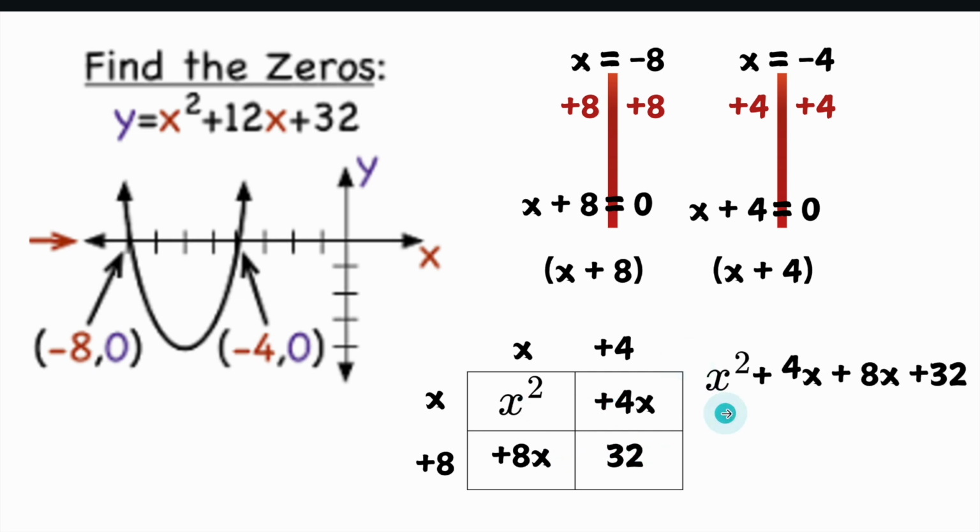I have x to the second power plus 4x plus 8x plus 32. So my final answer is x to the second power, and I know that these two are like terms, so they're going to combine into positive 12x. 4x plus 8x equals 12x. And then at last the 32. This result of the multiplication is the actual equation of my quadratic graph.